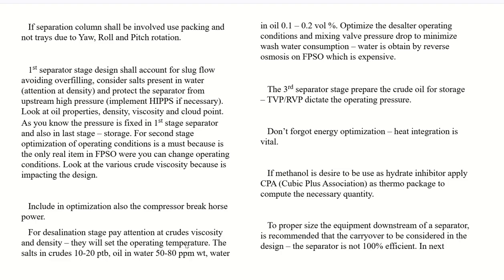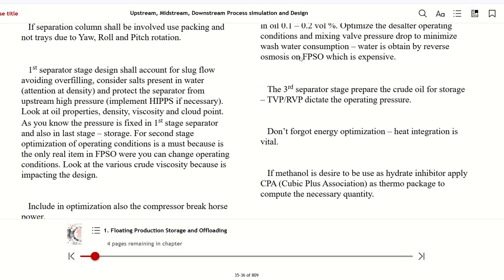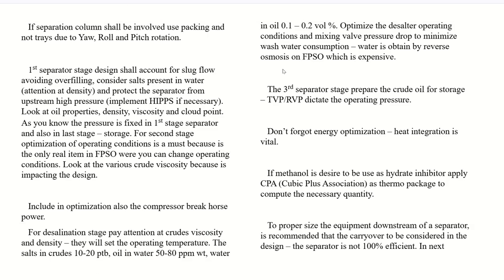They will set the operating temperature. The salts in the crude are 10 to 20 ppb. Oil in the water is 50 to 80 ppm weight. Water in the oil is 0.2 volume percent. So this talks about how the oil, water and salt content in the crude varies. Optimize the desalter operating condition and mixing valve pressure drop to minimize wash water consumption, because wash water is created through reverse osmosis. It is very expensive, so the idea is to reduce the wash water consumption.